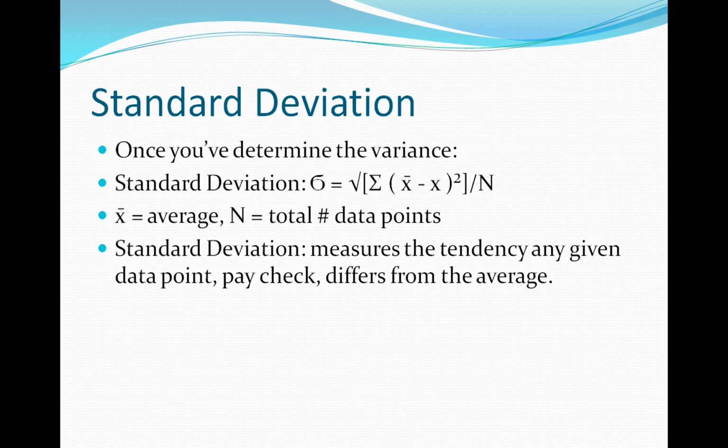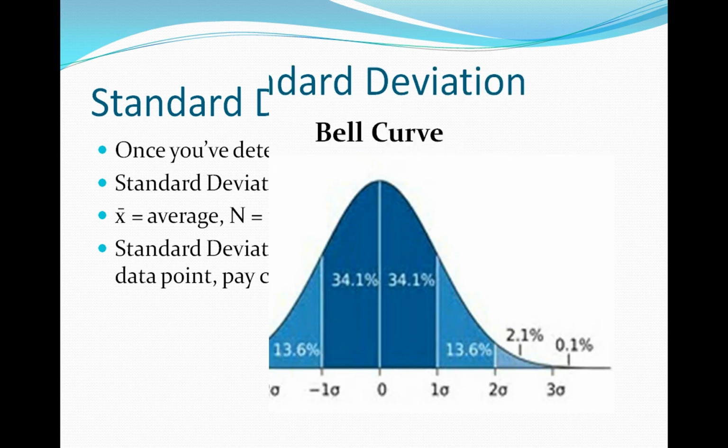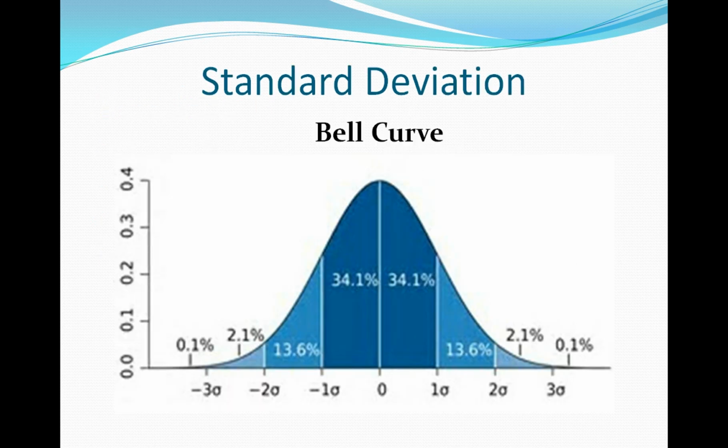Now, in very simple terms, all you're really going to do is you're going to get whatever you have for the variance, and you're going to take the square root of it. Now, this one is going to show us our tendency for each individual data point, i.e. check, to differ from whatever average you found.